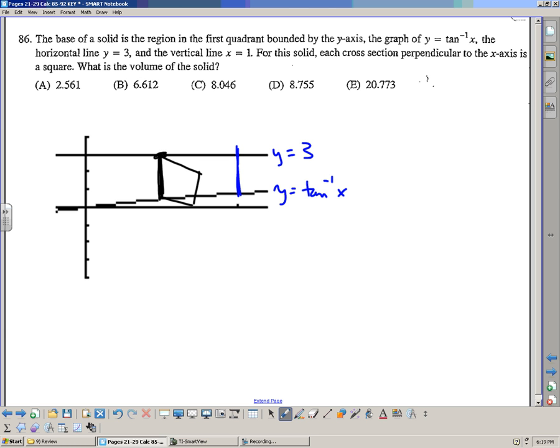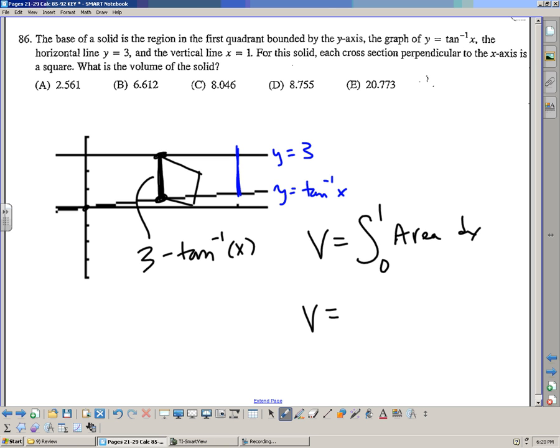So we need to get this distance here in terms of x, which we would subtract 3 minus tan inverse x. This gives us the length of our square. The volume integral is the integral from 0 to 1 on the x-axis of the area of the cross-section times dx. The area of the square is the side length squared.